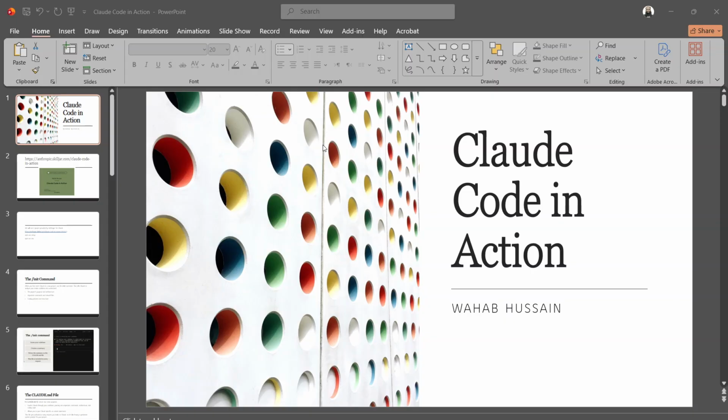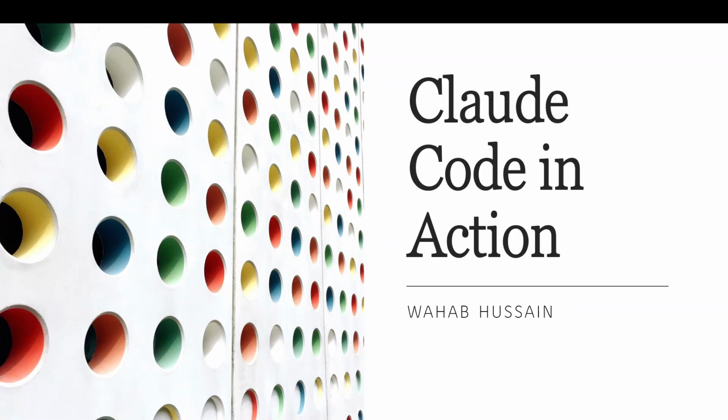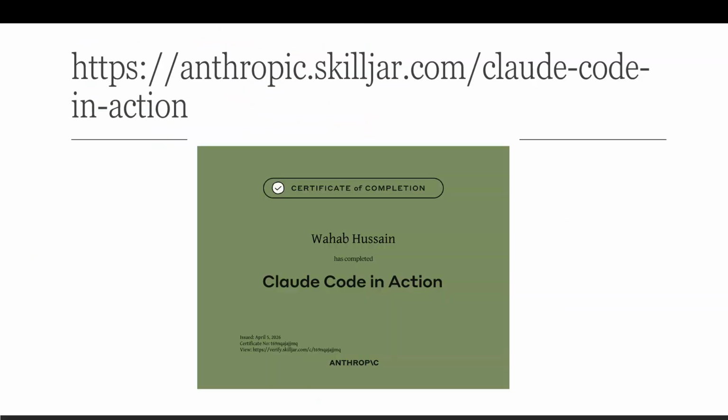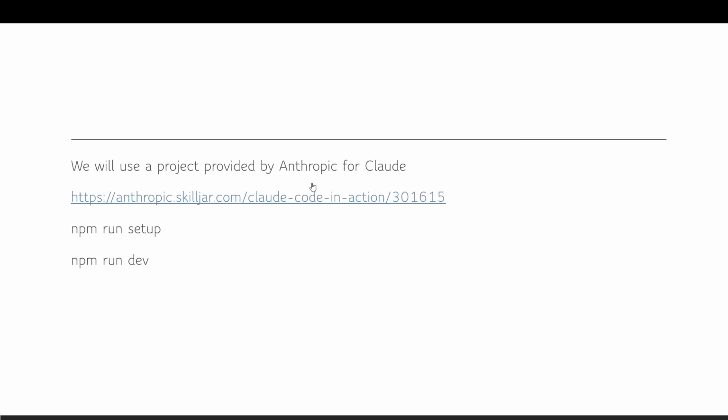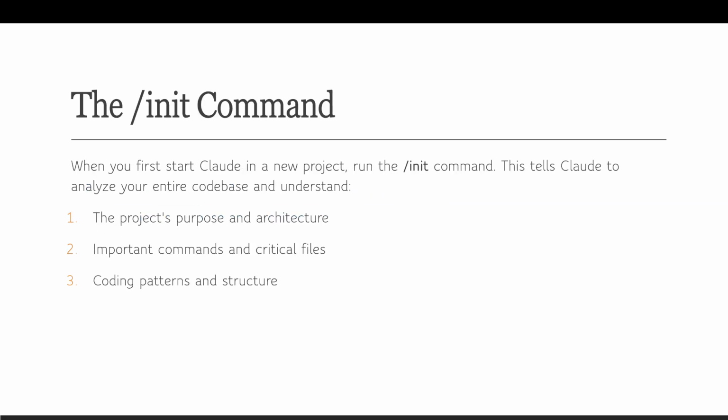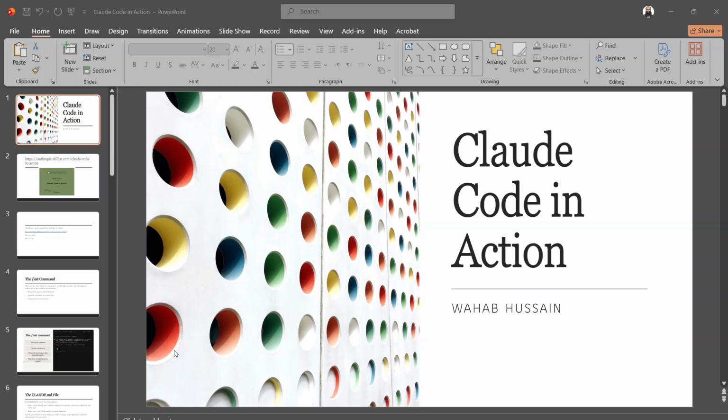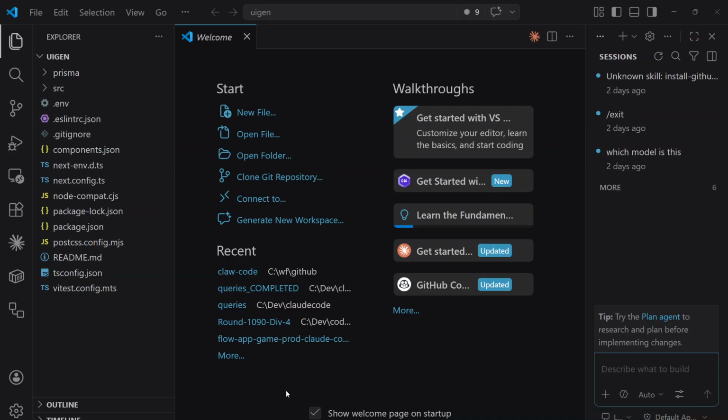Okay, so this is the link within anthropic.skilljar.com. You can go to Claude Code in Action, and over there you can start learning and get a certificate somewhat similar to the one I've got. We are going to use a specific project which I'll be showcasing. So let's try opening it. I've already opened that project.